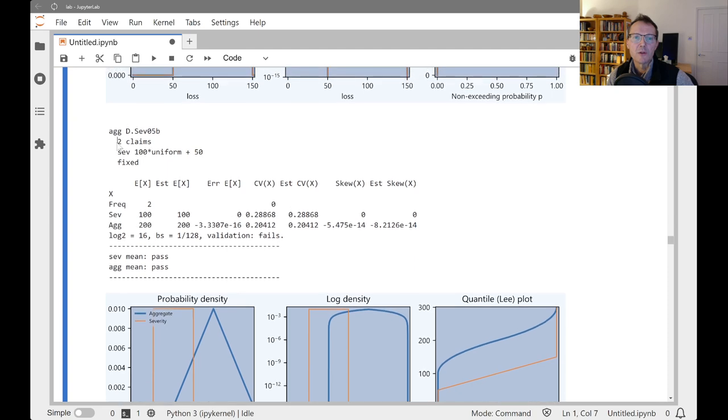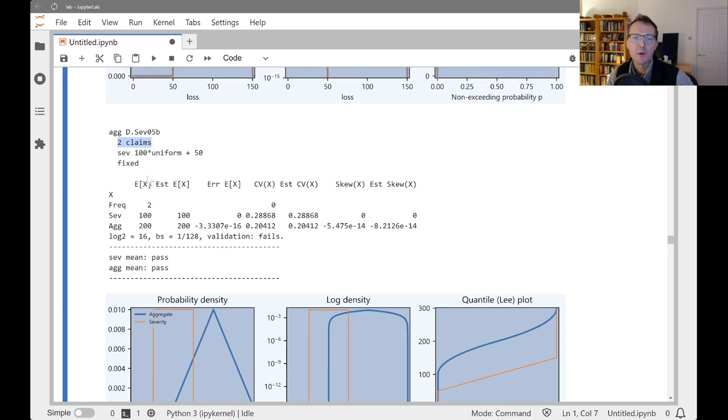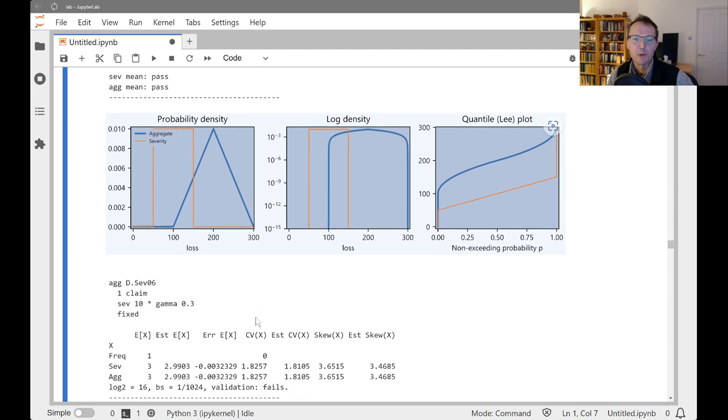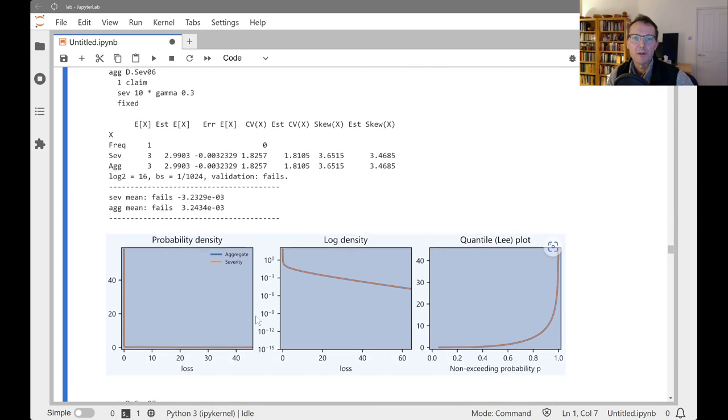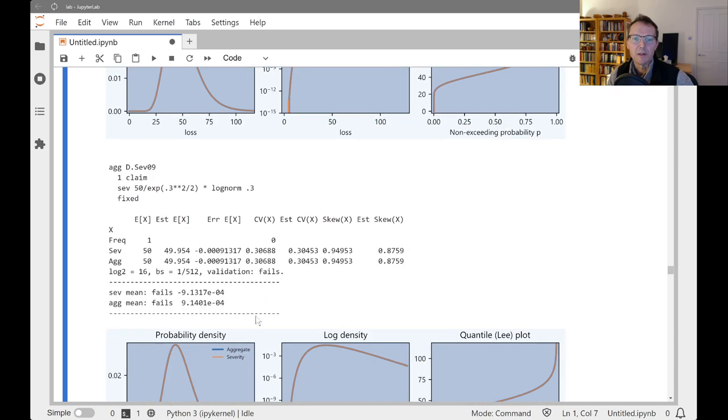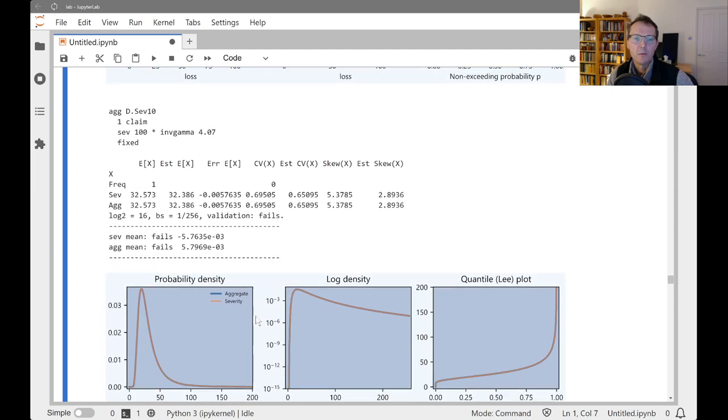This is doing two claims. So a fixed two claims. So it's going to give us a triangular distribution and it's going to go from 100 to 300. So the severity here is the orange. And as usual, the blue is the aggregate distribution. And we've got our gamma distribution. And I'm not sure if there's any others here that are worthy of comment.